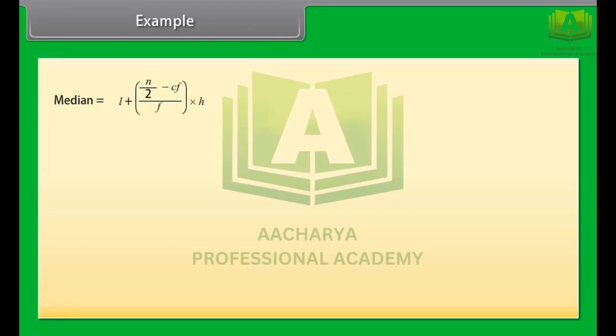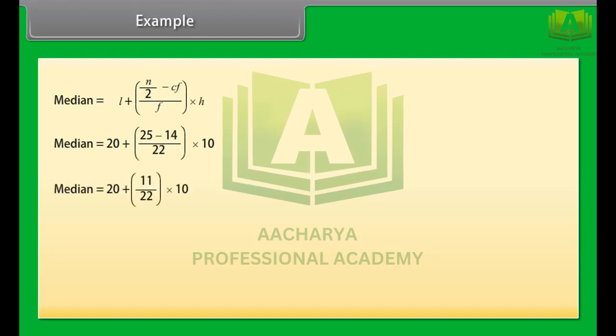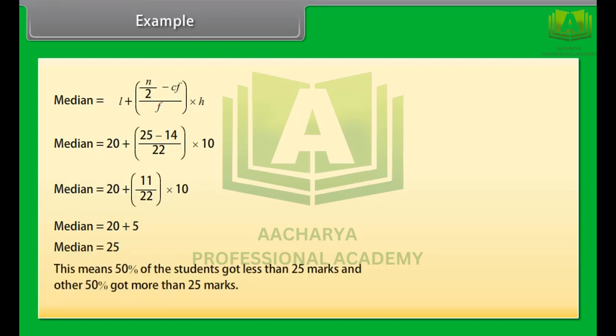L plus n by 2 minus CF, that is divided by F and multiplied by H. Median equals 20 plus 25 minus 14 by 22 into 10. 20 plus 11 by 22 into 10. Median is equal to 20 plus 5, which equals 25. This means 50% of the students got less than 25 marks and other 50% got more than 25 marks.